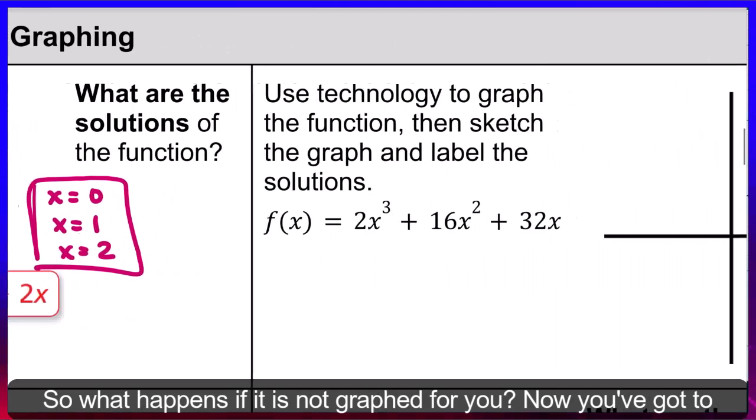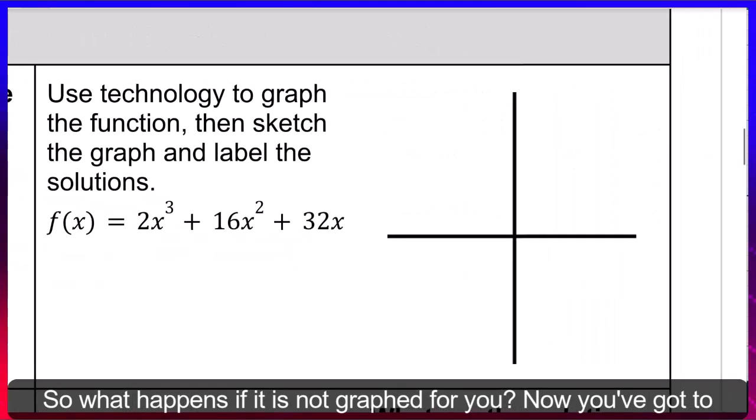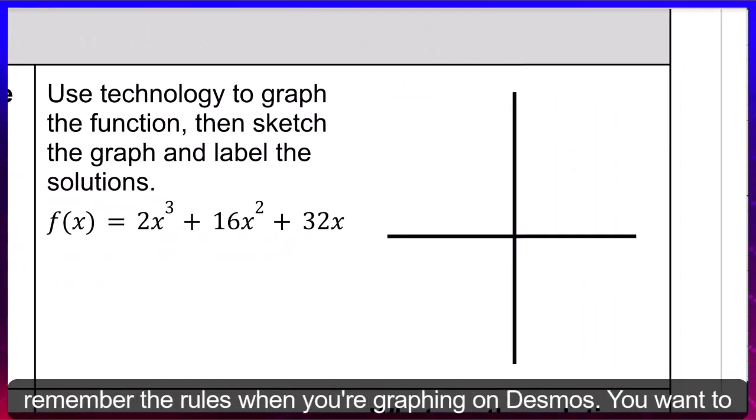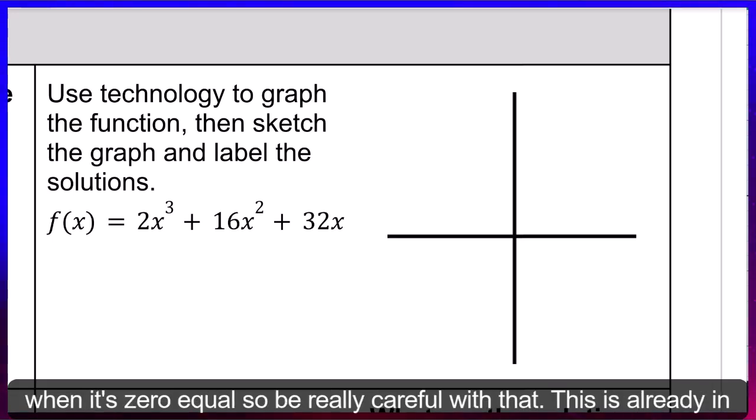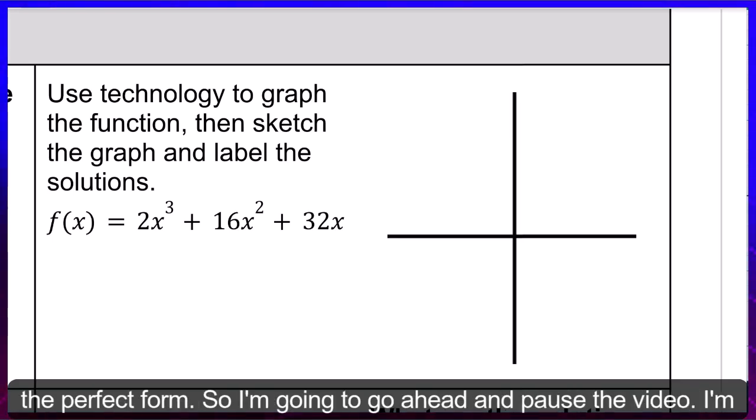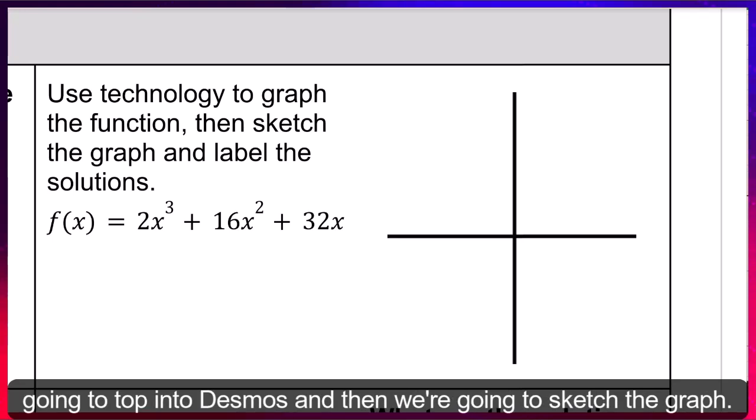So what happens if it is not graphed for you? Now you've got to remember the rules when you're graphing on Desmos. You want to make sure that it is y equal or f of x equal to. You can't graph it when it's 0 equal. So be really careful with that. This is already in the perfect form. So I'm going to go ahead and pause the video. I'm going to type it into Desmos, and then we're going to sketch the graph.